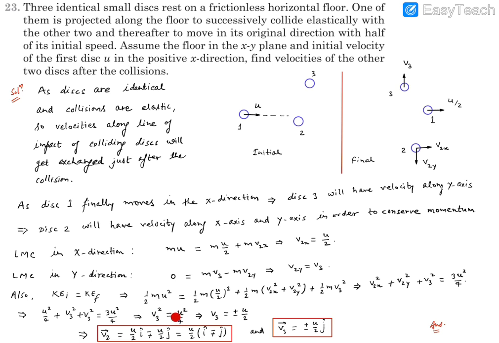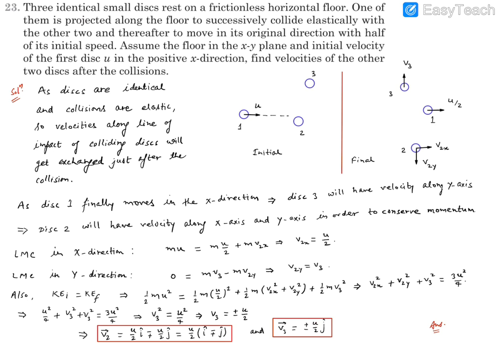Now take the square root on both sides, so v3 must be plus minus u by 2. Why plus minus? They are simply for the direction purpose. So v3 can be upside, v3 can be downside. So we say v3 is plus minus u by 2. That means the third ball's velocity is going to be u by 2, either in plus y direction or minus y direction. So we can write the v3 vector as plus minus u by 2 j cap.